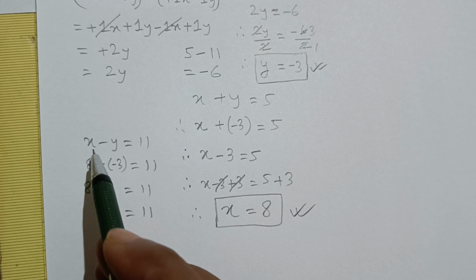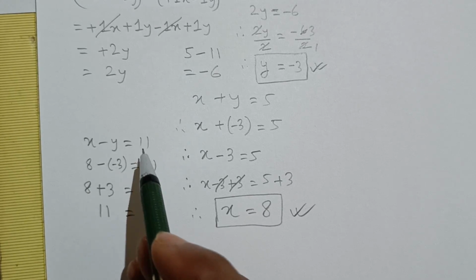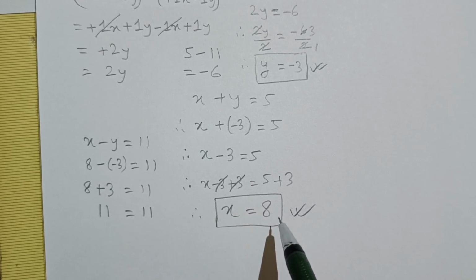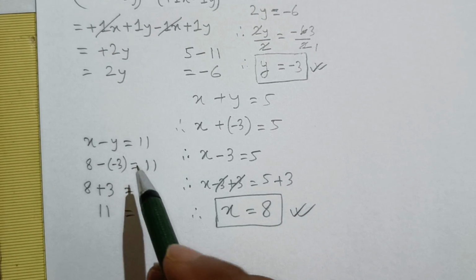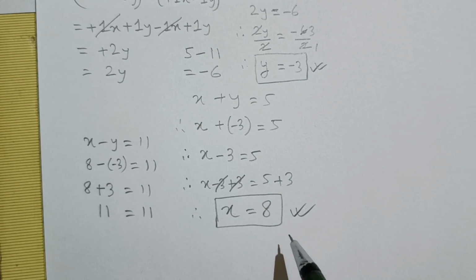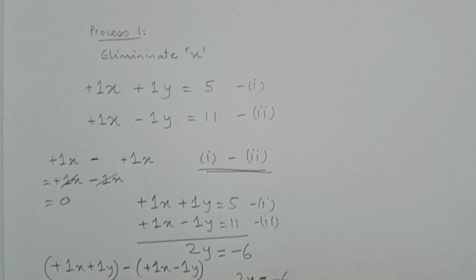When I substitute the value of x and y in this equation, I am getting 11, which is the right hand side value. So yes, our answer is correct. In this way you can cross check your answer whether you are doing it correctly or not. So this is how we can solve such kind of questions by elimination method.